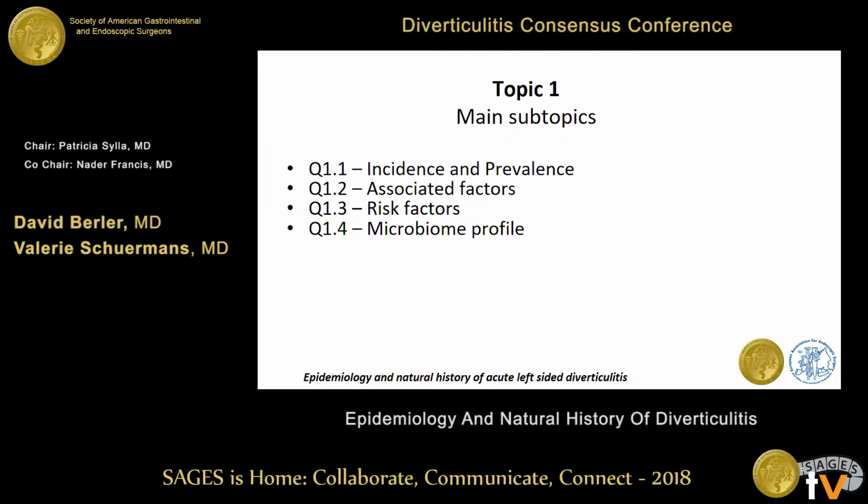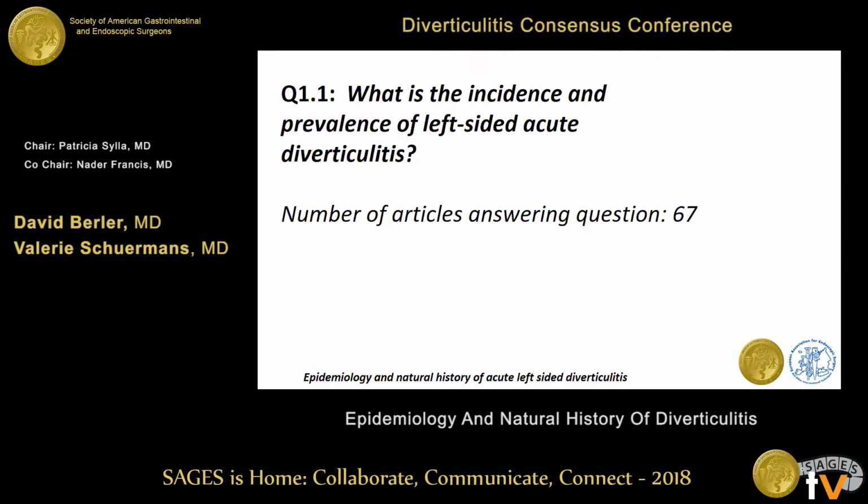These are the main subtopics for topic 1 that have to do with incidence and prevalence, associated factors and risk factors for diverticulitis, and the impact and relevance of the microbiome on development of acute diverticulitis. So question 1, we identified 67 papers that spoke to the incidence and prevalence of left-sided acute diverticulitis.